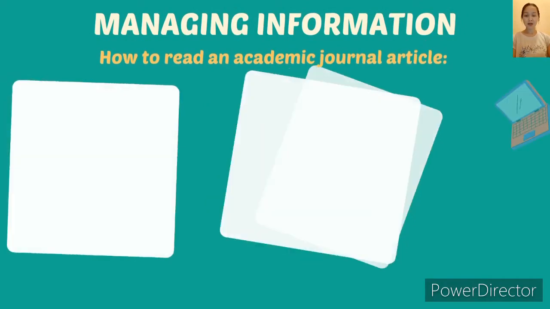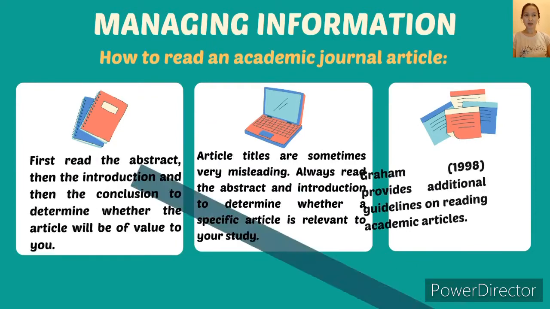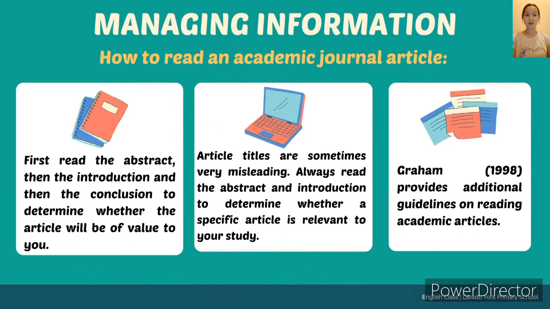So, I would like to talk about managing information, how to read an academic journal article. First, read the abstract, then the introduction, and then the conclusion to determine whether the article will be valid to you. Article titles are sometimes very misleading. Always read the abstract and introduction to determine whether a specific article is relevant to your study. Graham provides additional guidelines on reading academic articles.